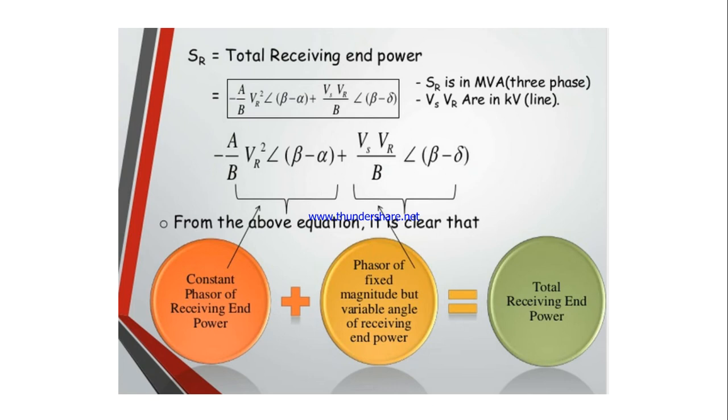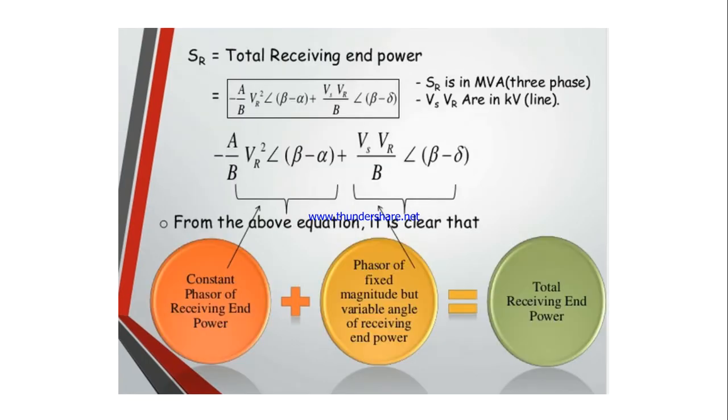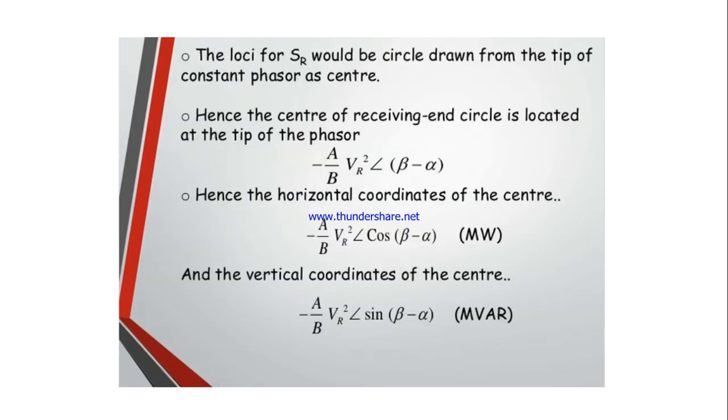Actually, the first term is a constant phasor of receiving end power, and the second term is a phasor of fixed magnitude but variable angle of receiving end power. On adding both of these, we get the total receiving end power. So we have this first term, minus A by B VR square angle B minus alpha. Let us consider the horizontal term and the vertical term, that is, the cos value and the sine value.